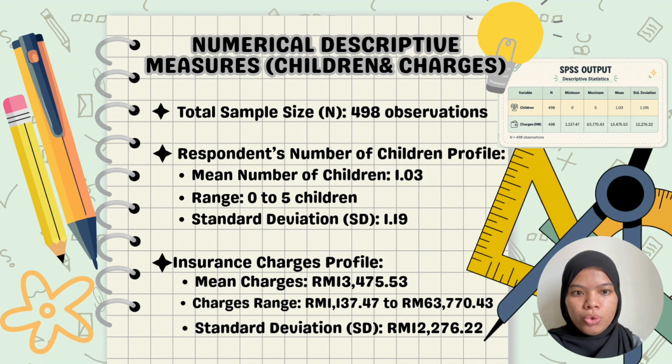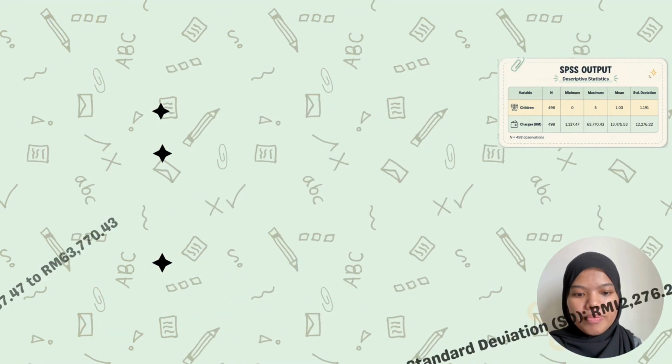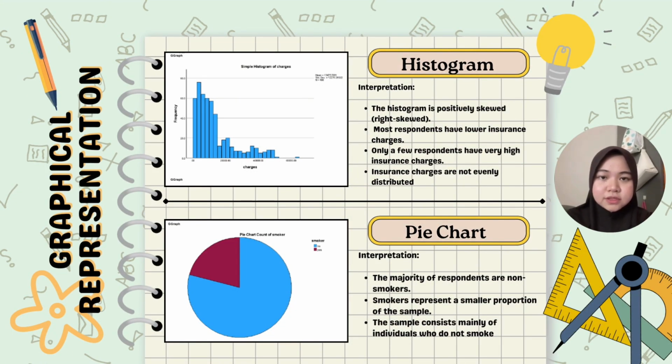Overall, insurance charges have a much wider spread compared to the number of children, suggesting that insurance costs differ significantly across individuals. Now I would like to present the graphical representation of our dataset using a histogram and a pie chart. First, let's look at the histogram of insurance charge.